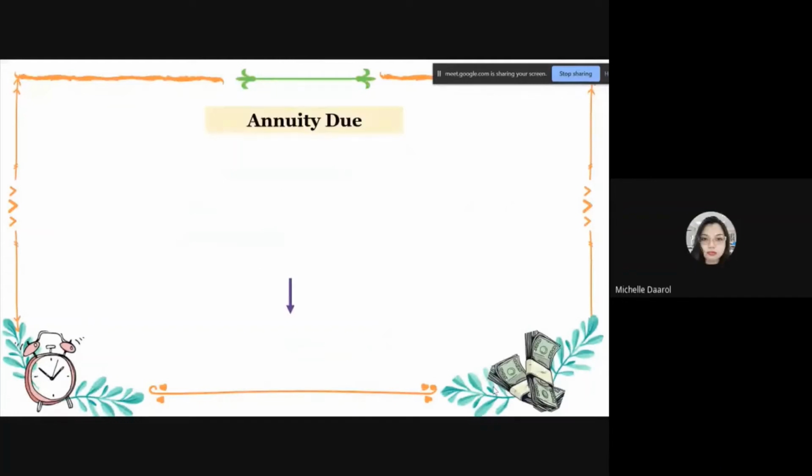Okay, so for today, we are going to discuss the annuity due. This is also another type of annuity. In the previous discussion, we talked about ordinary annuity. So today, we are going to discuss the annuity due. So what exactly is annuity due? An annuity due is one where the payments are made at the beginning of each period.